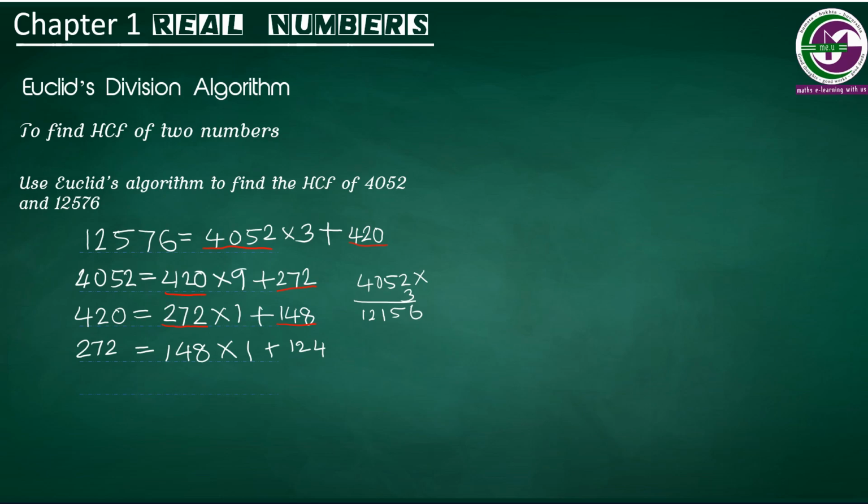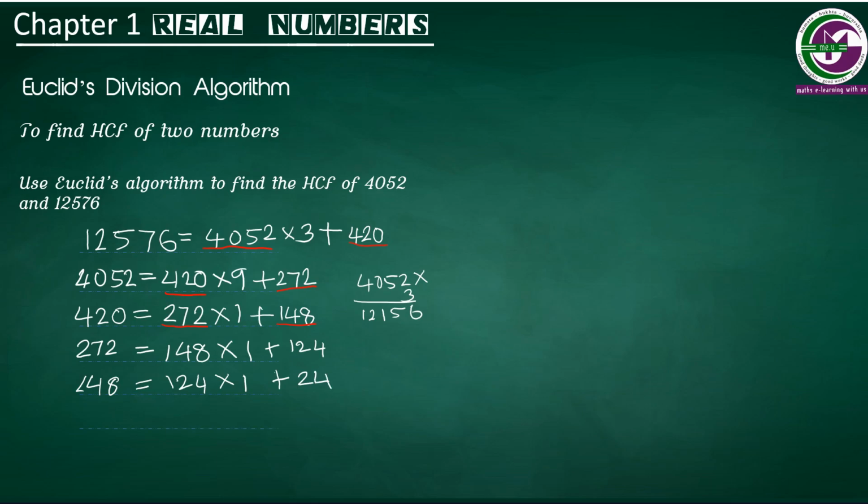Again we'll check, is the remainder 0? No, the remainder is not 0. So we'll continue. We'll take 148 here, the divisor of the previous one, 148 equals, the remainder 124 times, you need to find the number. It is 1 here, because 1 times 124 is less than 148, and 2 times 124 is greater than 148, which will leave a remainder 24.